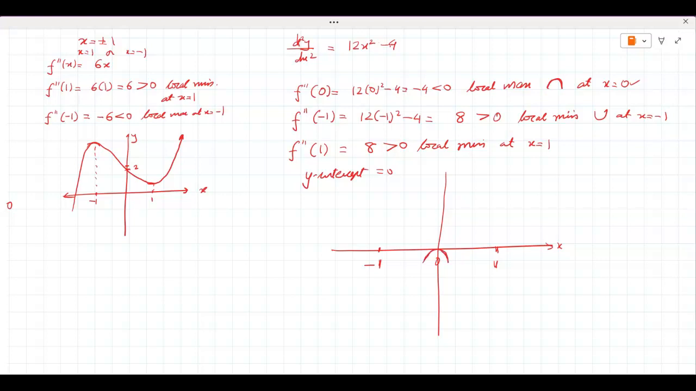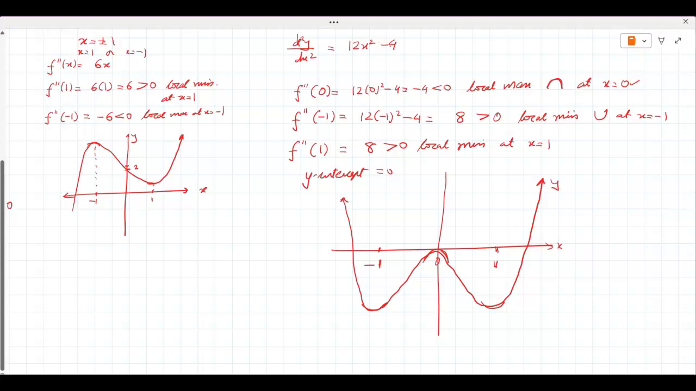Local maximum, sorry. At the origin you have a local maximum. At minus 1 you have a local minimum, so obviously it will be here. And at 1 you have a local minimum. So that means your graph would be like this, like this, like this, and like this: local minimum, local maximum, local minimum. So that's how you draw the graph. That's your function. You're following that?